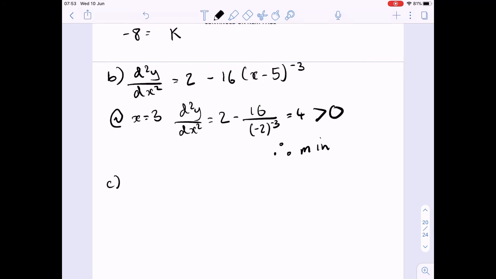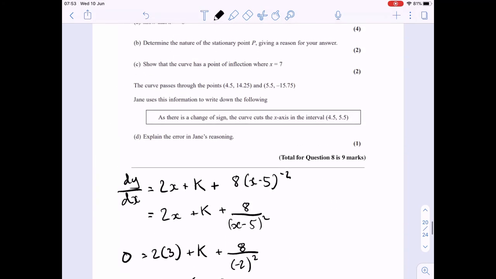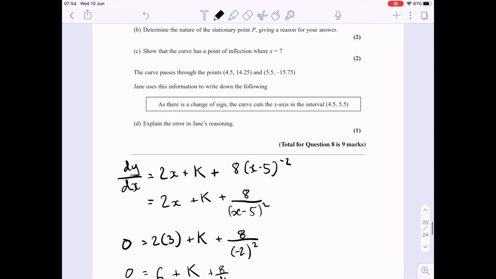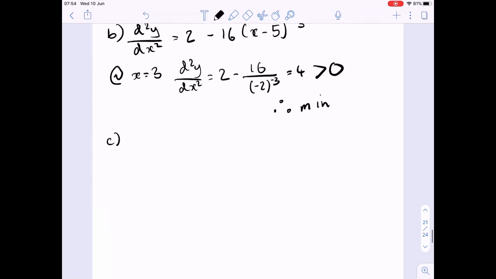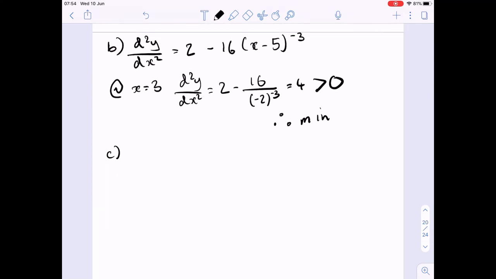Let's have a look at part C. Now, C is talking about show that the curve has a point of inflection where x equals 7. Now, points of inflection appear when our second derivative equals 0, but we need to do a little bit more than that because we can have minimums and maximums there as well. So first let's look at when our d2y by dx squared equals 0.